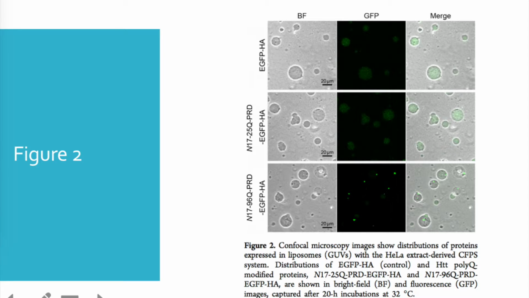On the left column, BF stands for bright field, and that is just showing the outside lining of those liposome structures. In the middle, we have GFP, which is the fluorescence, and then on the right, we have merge, which is the superimposed image of both of those.